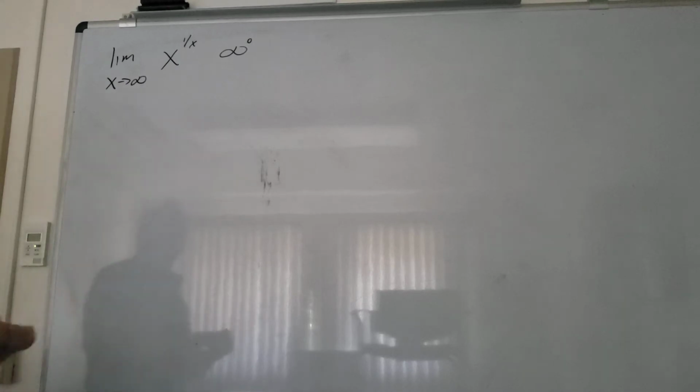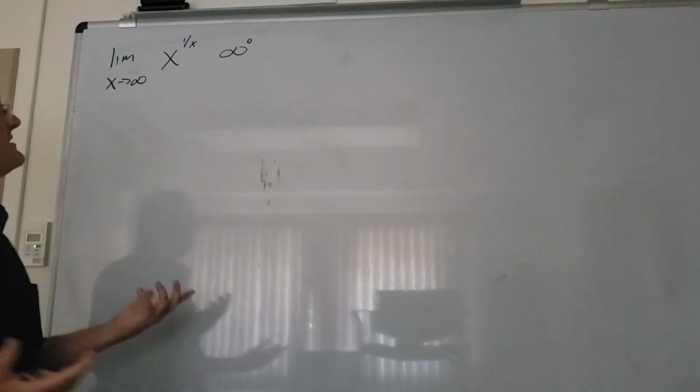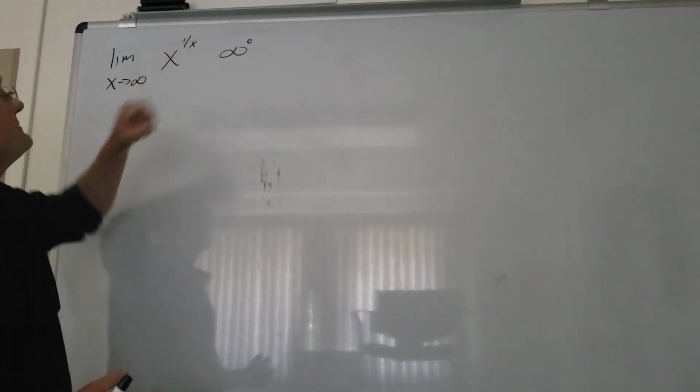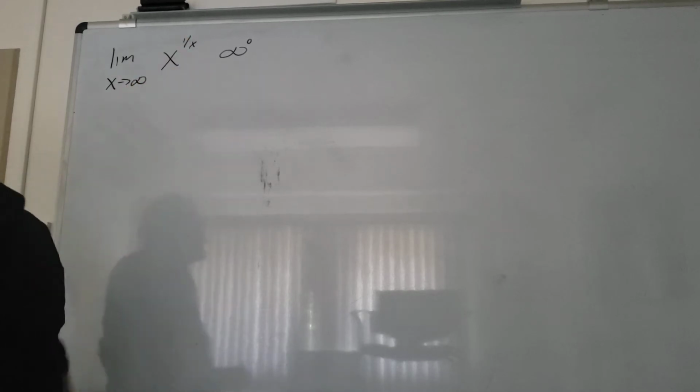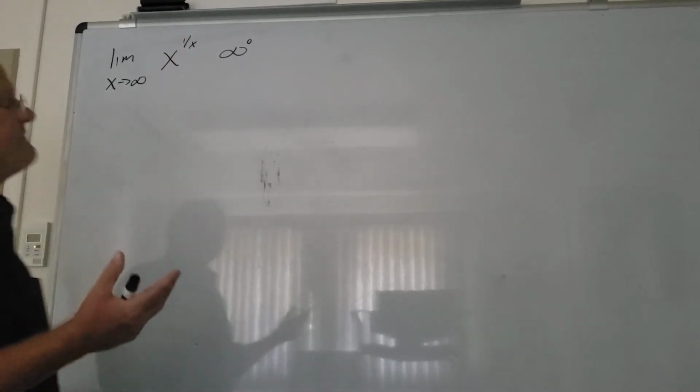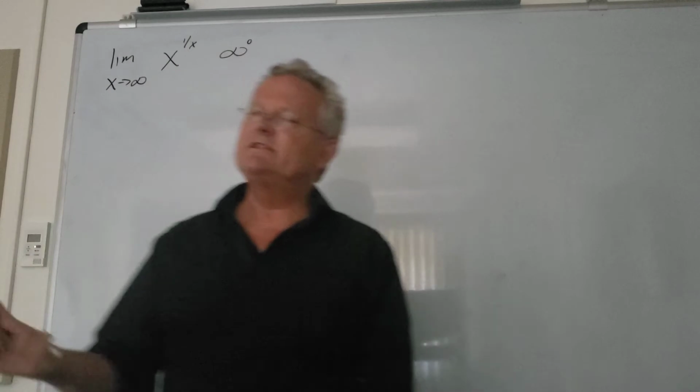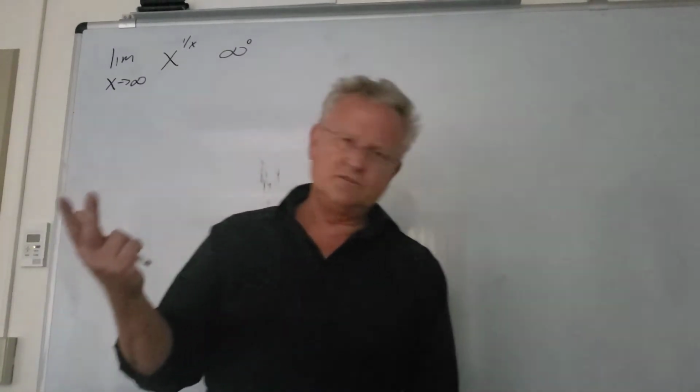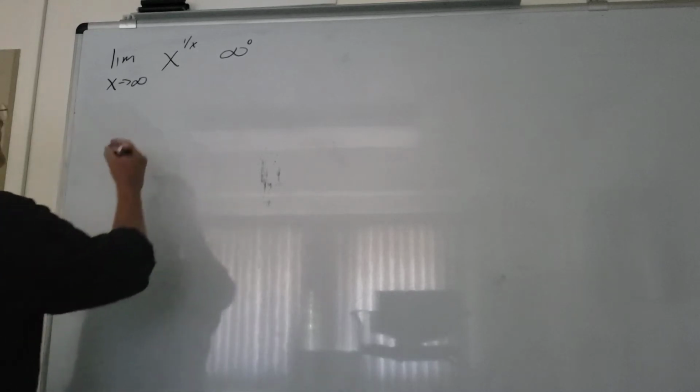Okay, for this problem, we're going to find the limit as x goes to infinity of x to the 1 over x. It's the indeterminate form of infinity raised to the 0. But no matter if it's infinity to the 0, 1 to the infinity, or 0 to the 0, the procedure is the same for all of these. What is our first step?